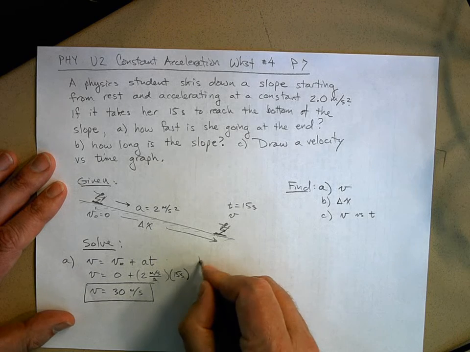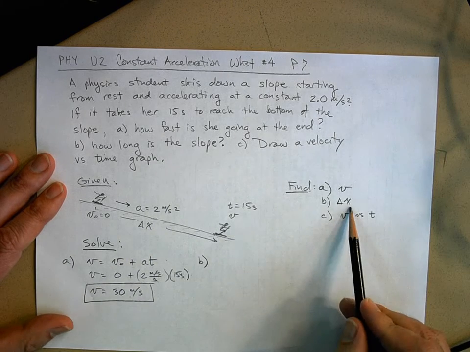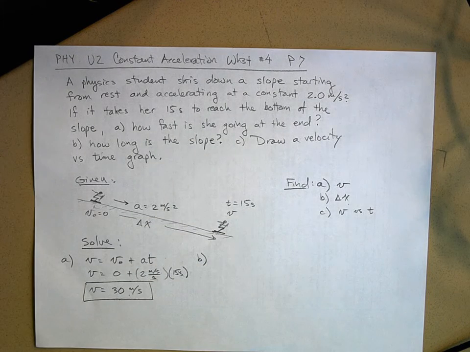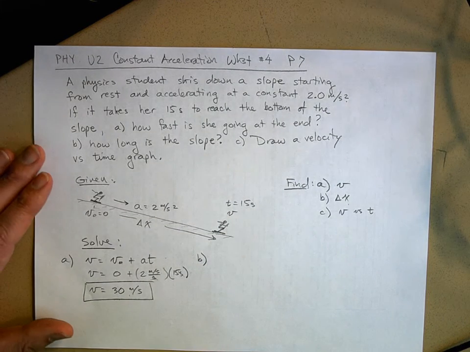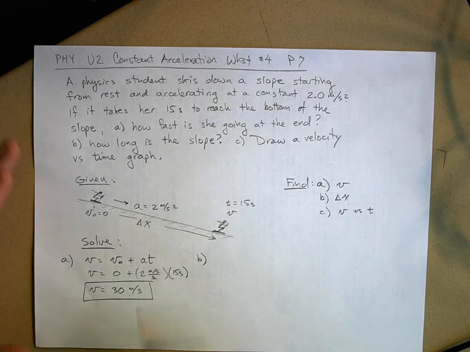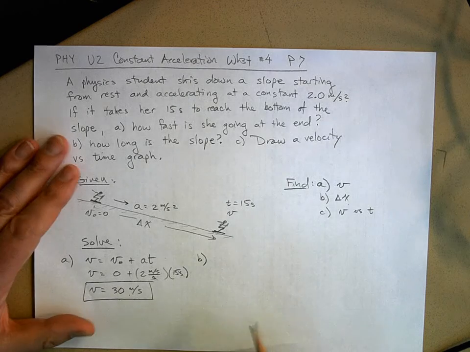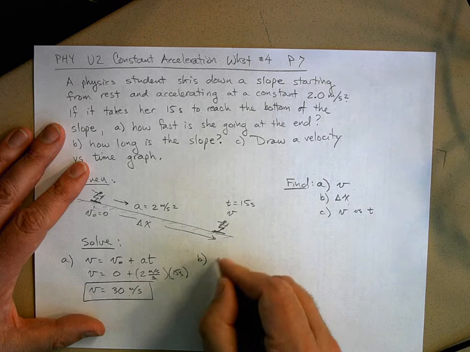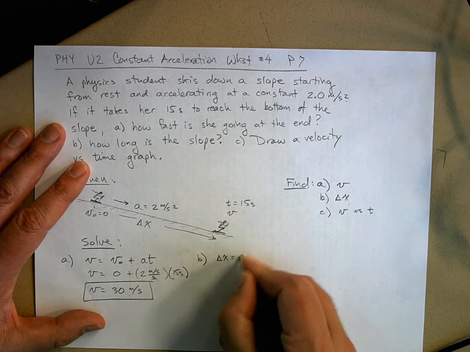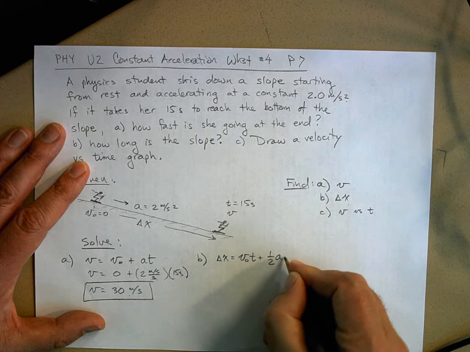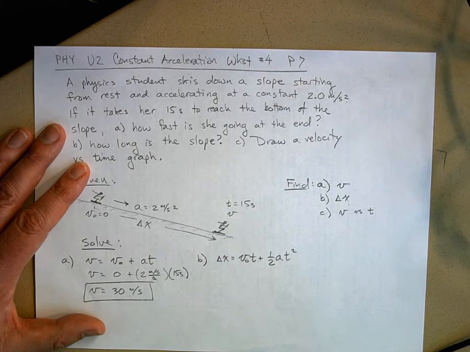Now for part B, I want delta x, but I don't want to use this final velocity, so I need to find an equation that matches all of this, and I would use the third kinematic equation because it doesn't have the final velocity in it. So if I made a mistake in part A, it won't carry over to part B. So my displacement is equal to my initial velocity times time plus 1/2 my acceleration times my time squared.